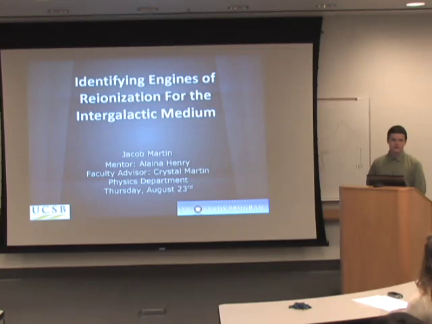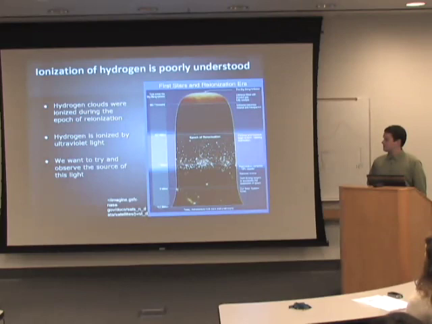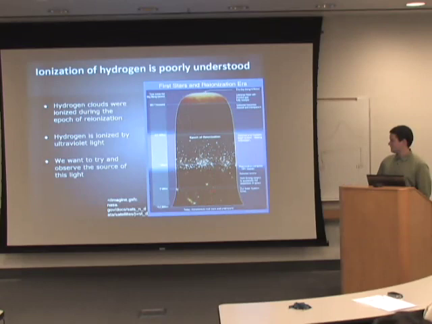So my research project is about an epoch in the history of the universe known as reionization. This occurred about 4.7 billion years ago, as you can see from this chart, which outlines the history of the universe according to the Big Bang Theory. The epoch of reionization was marked by the formation of the first stars and galaxies. It's called the epoch of reionization because that's when all the neutral hydrogen in the universe became ionized for the first time after the Big Bang cooled.